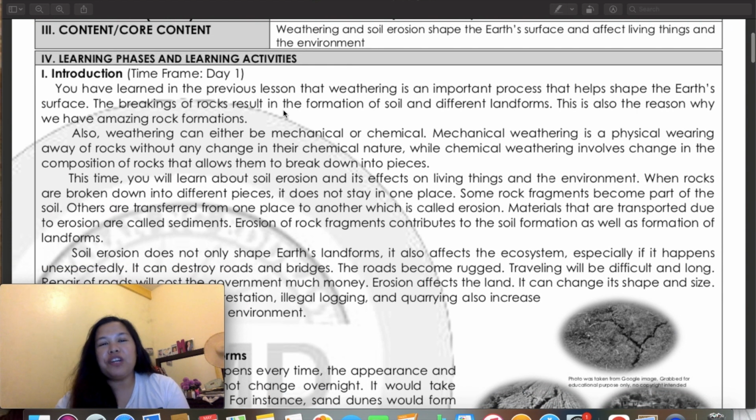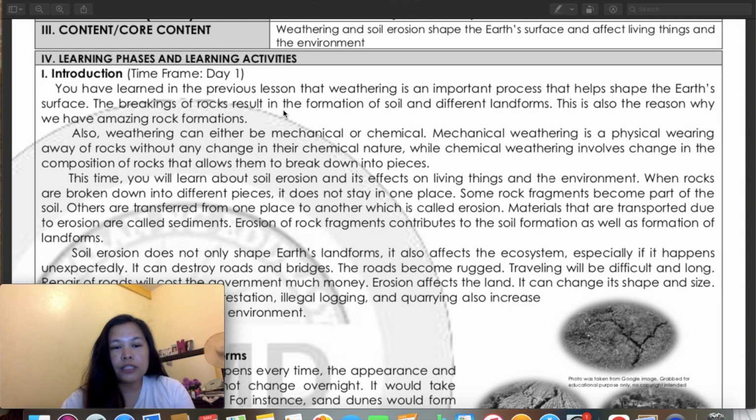Okay, so you have learned in the previous lesson that weathering is an important process that helps shape the Earth's surface. So the breaking of rocks results in the formation of soil and different landforms. So this is also the reason why we have amazing rock formations.